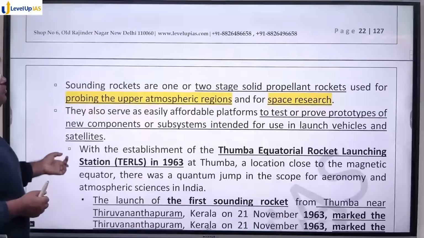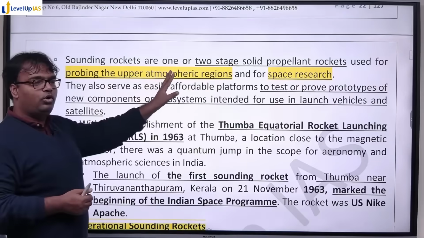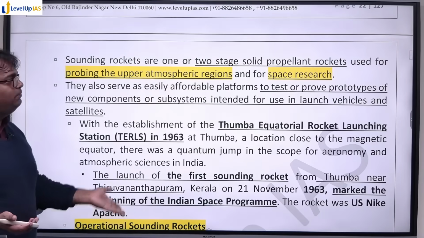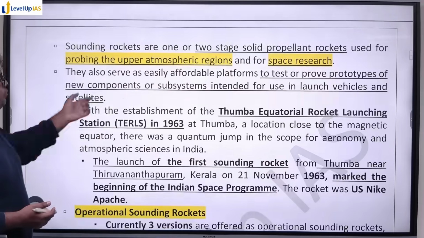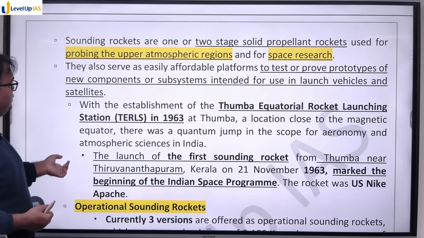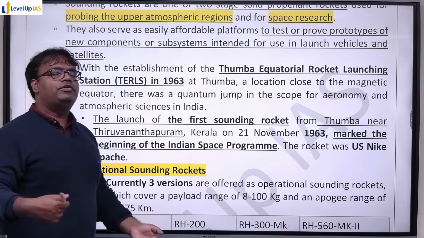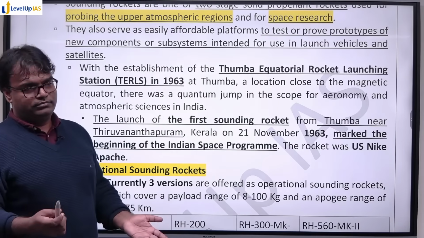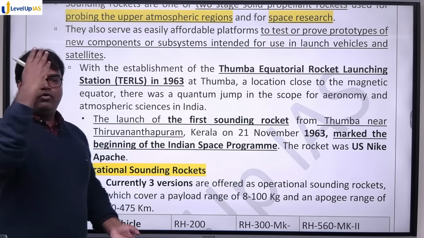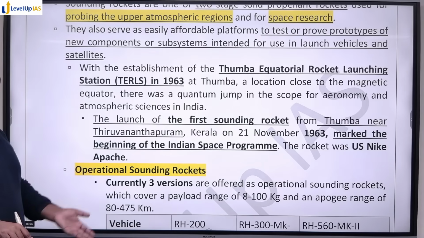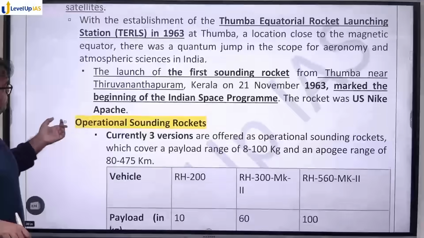Sounding rockets are 1 or 2 stages. These rockets are also 1 stage or 2 stage, and both are solid. They are used for probing the upper atmosphere and doing space research. The first rocket launched in India, and anywhere in the world, is generally a sounding rocket. They first test how far they are able to go, and whether they are able to control them or not.